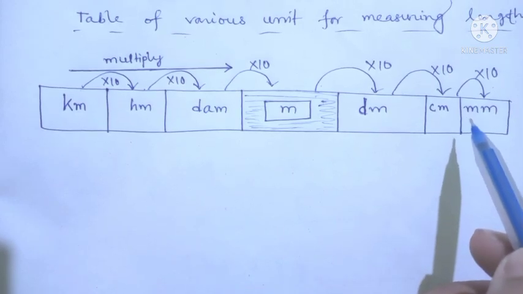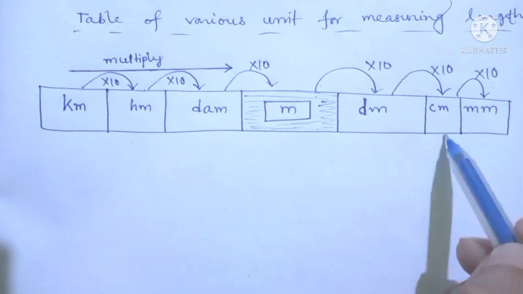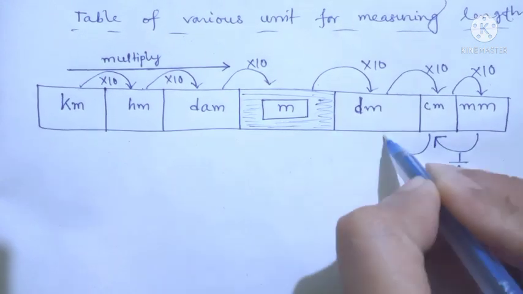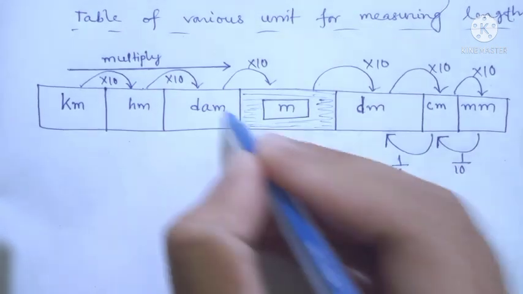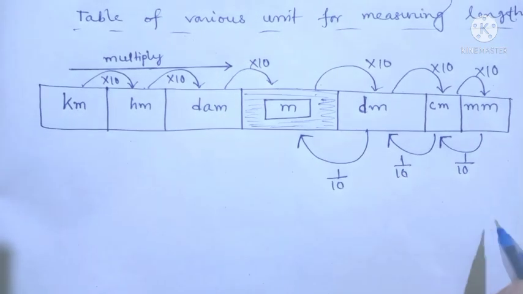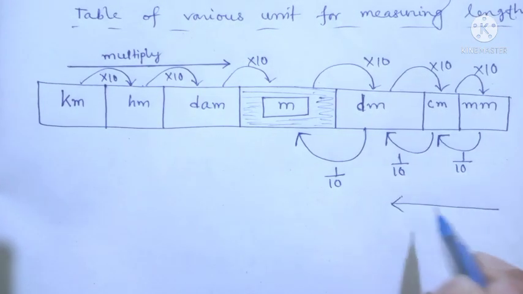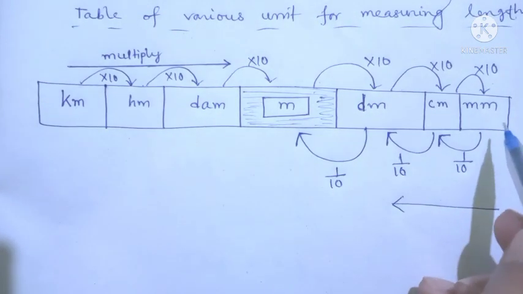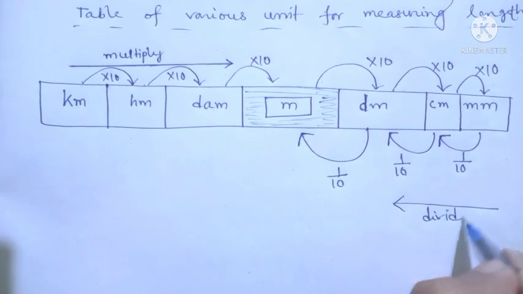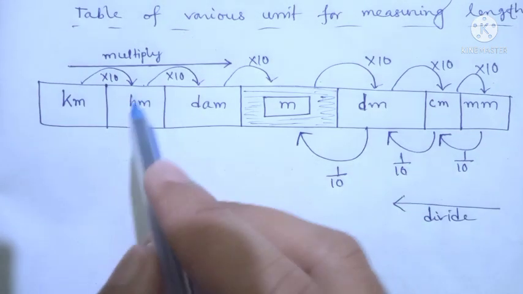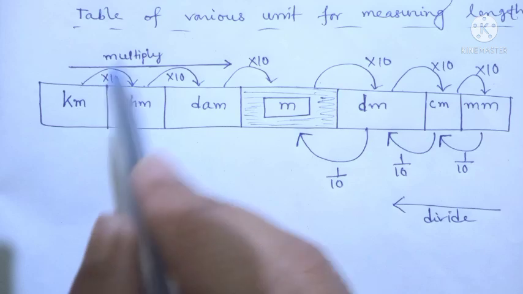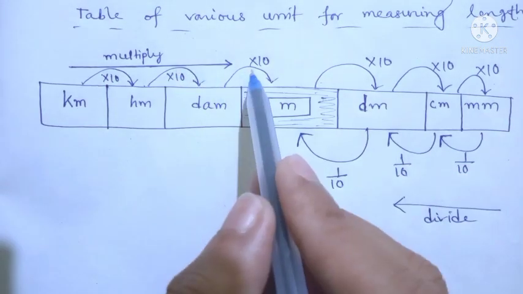Okay, now if you want to convert millimeter to centimeter, then you have to divide 10. For each step you have to divide 10, just like that for each step. Okay, that means if you want to convert smaller unit to bigger unit, you have to divide, and each step will be, you have to divide 10. And if you want to convert bigger unit to smaller unit, you have to multiply 10 for each step.